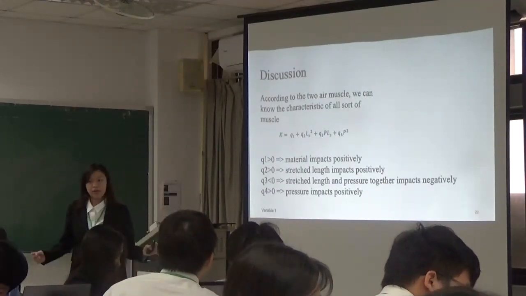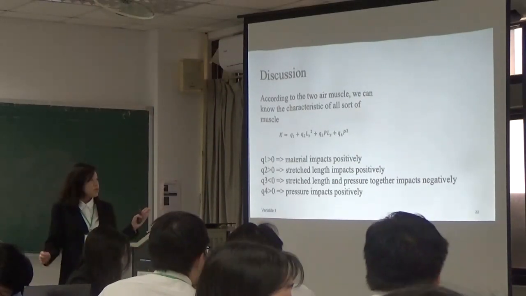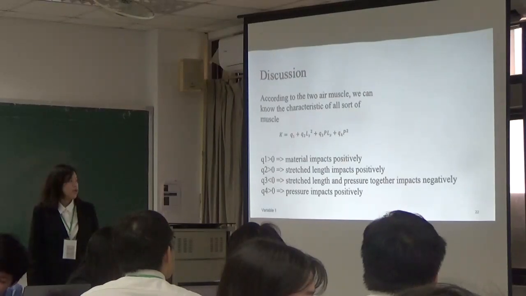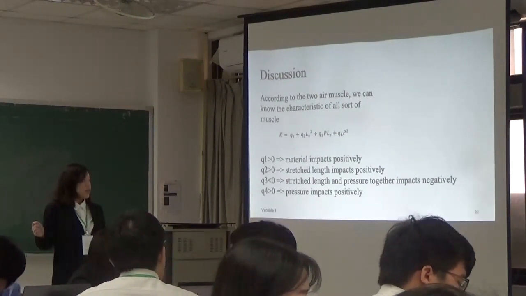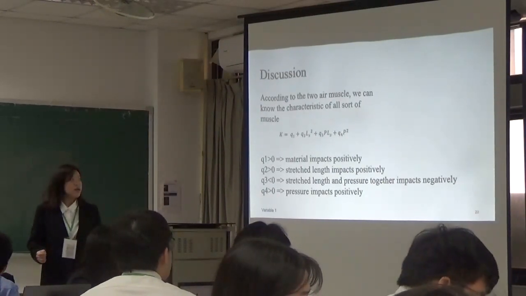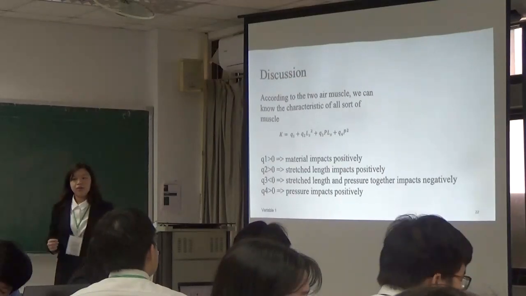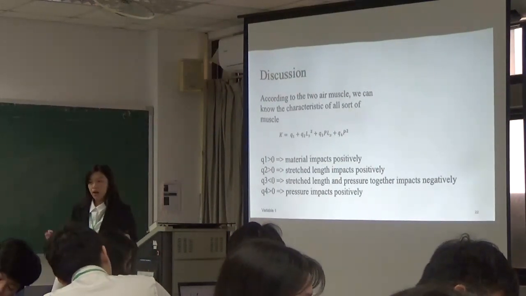And Q2 is bigger than 0, meaning that the stretched length impacts positively. And Q3 is smaller than 0, meaning that the stretched length and the pressure together impact negatively. And Q4 is bigger than 0, meaning that the pressure impacts positively. And for the Q3, I think it is because of the geometric model of the muscle.